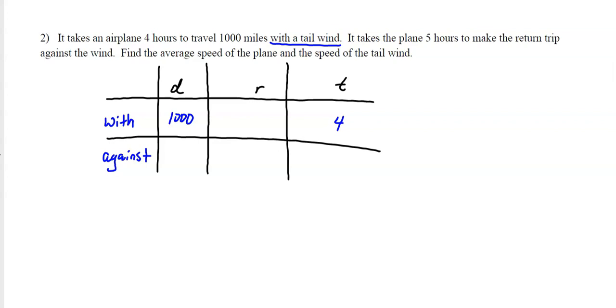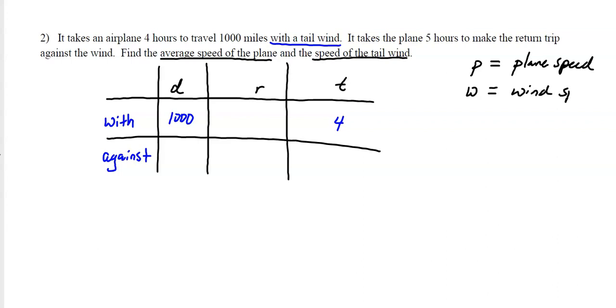So a couple things we don't know here. It looks like we need to find the speed of the plane and the speed of the wind. So I'm going to let P equal the plane speed, and we'll let W equal our wind speed. And so going with it, we're going to have the plane speed plus the wind speed. So we'll be going really fast. And then it takes 5 hours coming back. So 5 hours on the return trip against the wind. Same distance. But this one's going to be P minus W.